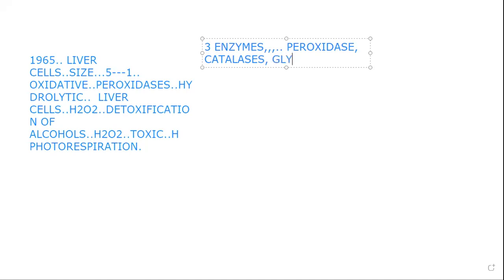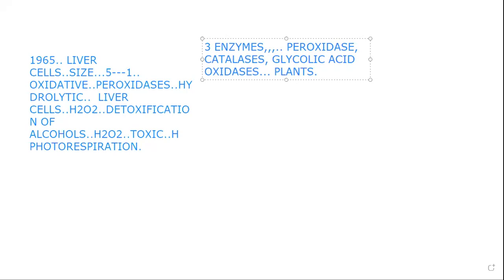I am writing down the names for you, beta. Glycolic acid oxidases. Now, this is another enzyme which is predominantly present in plants. Okay? Now, let us go back to the presentation.